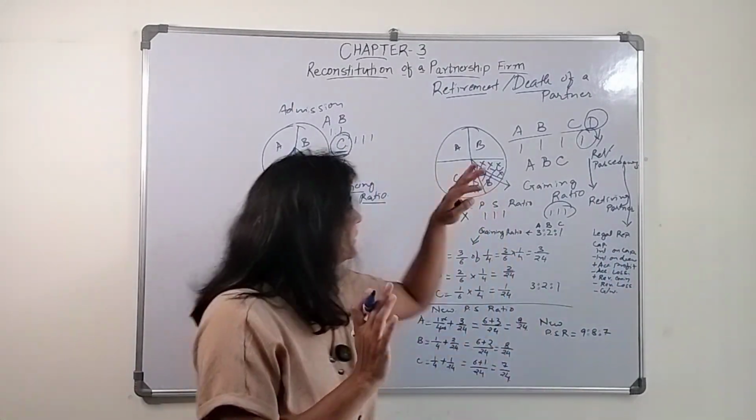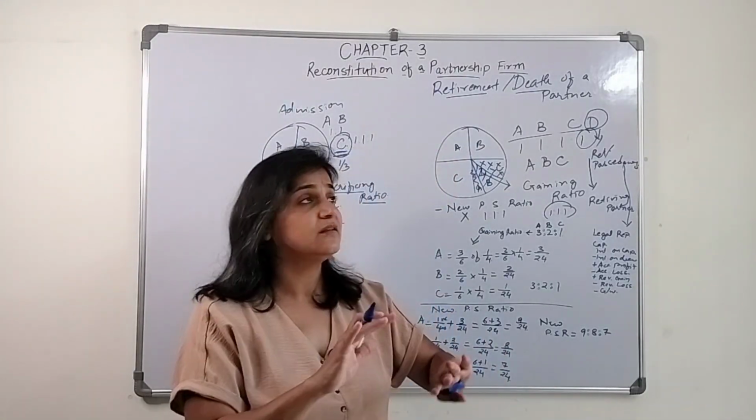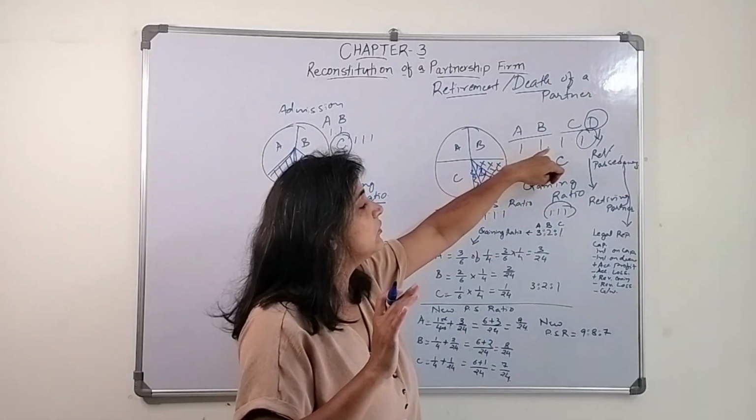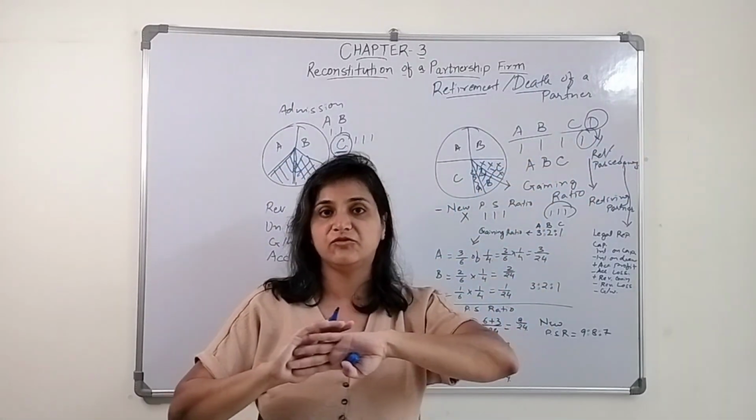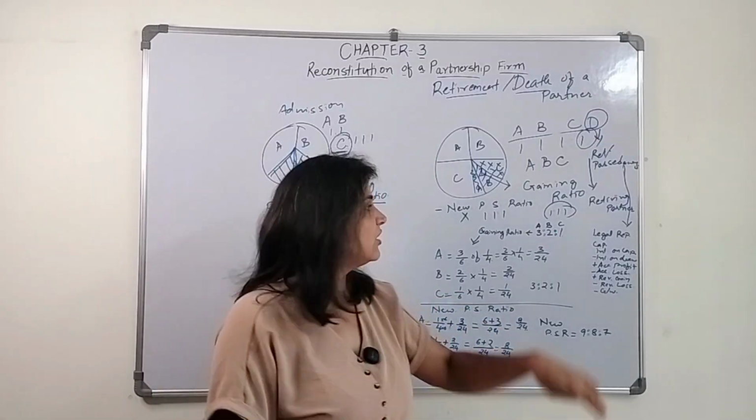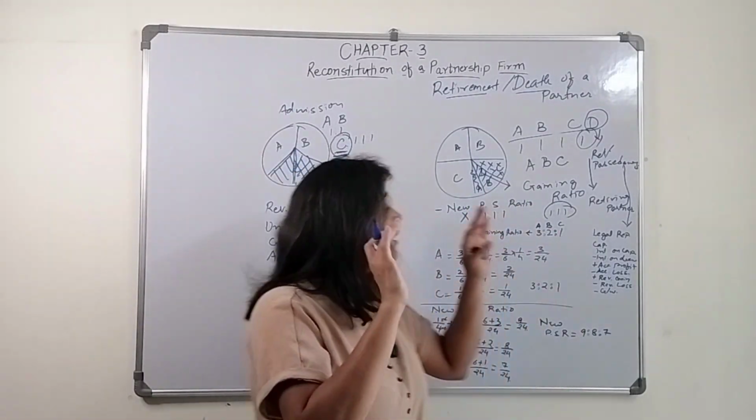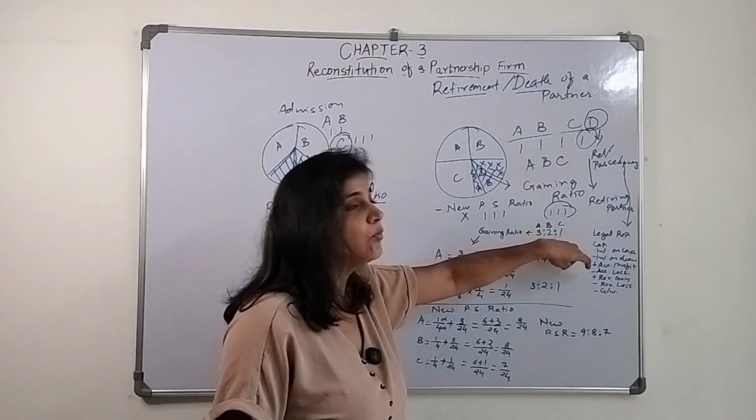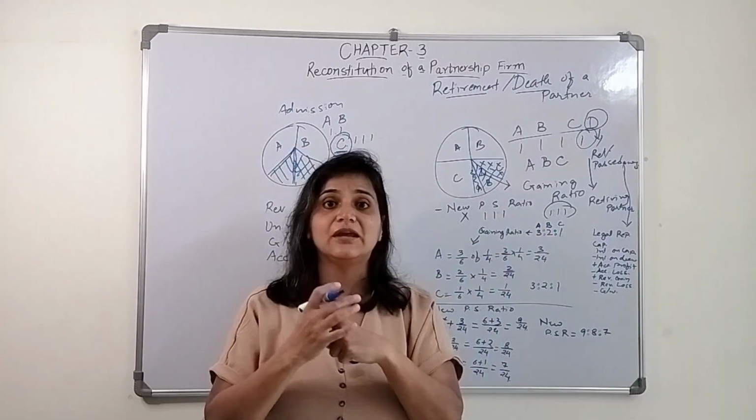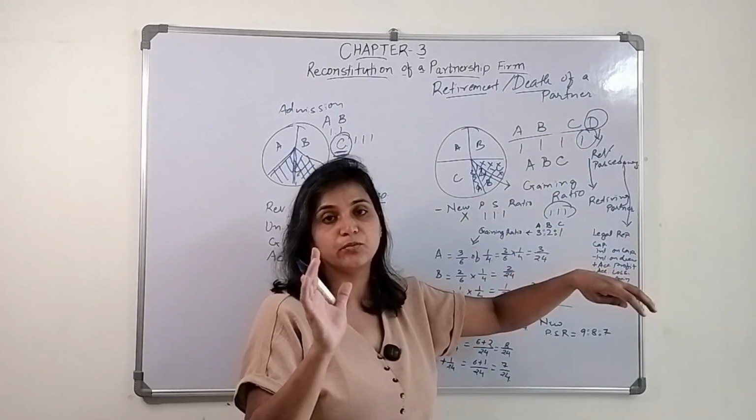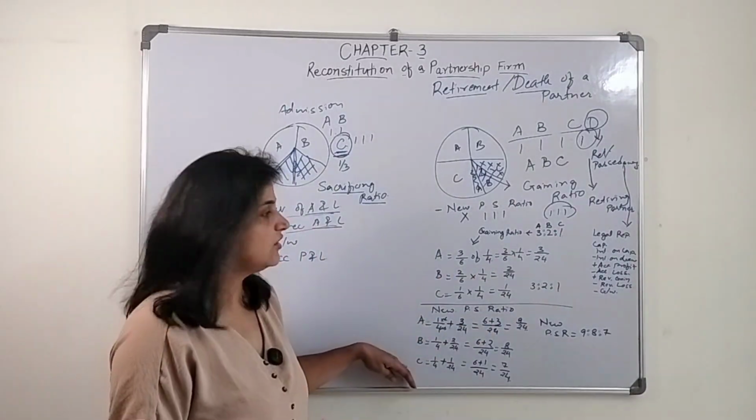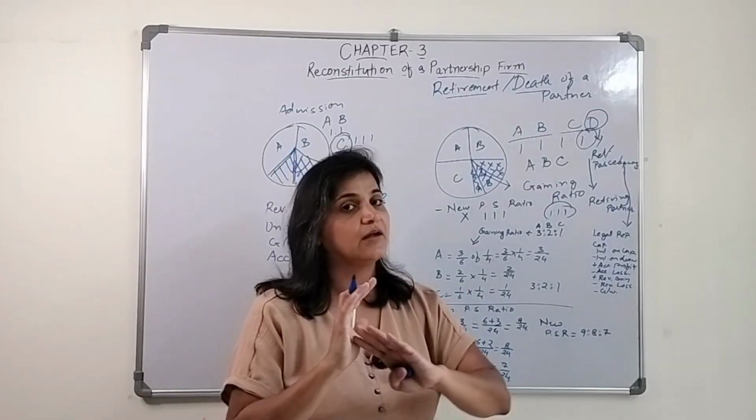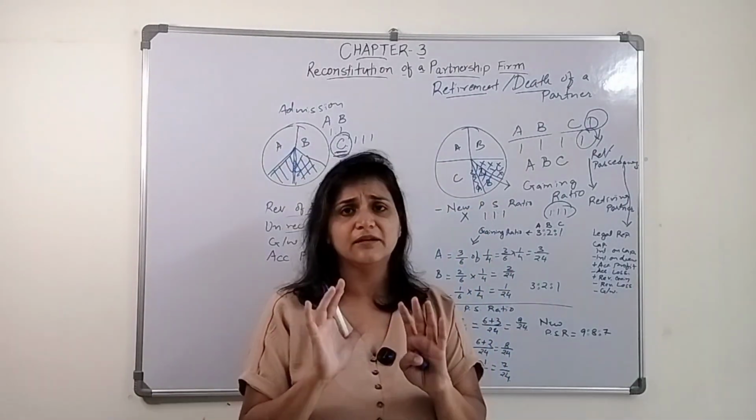I hope you got this thing. If nothing is specified, that means they are going to share D's profit in their old profit sharing ratio, or equally, that is 1:1:1, and this is going to be the new profit sharing ratio. But let's say they are going to receive D's share in the ratio of 3:2:1. This is the gaining ratio. They are going to gain from D's profit in the ratio of 3:2:1. Then the new profit sharing ratio will be 9:8:7. I hope you get this. This is very easy, right?